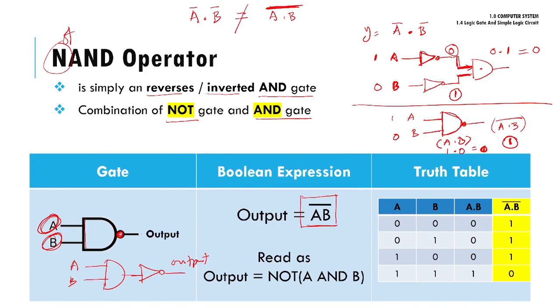So make sure that when you see A bar and B bar, that is not equal to A and B all bar. The way of reading is different, and the gate representation is different. Of course, then you will get a different output. So how do we prove they are different? We prove it with a truth table. So that is for the NOT AND operator.